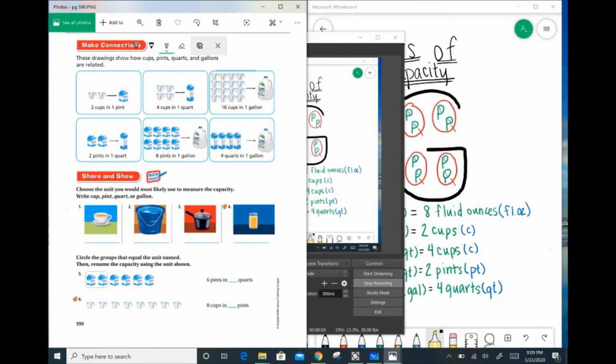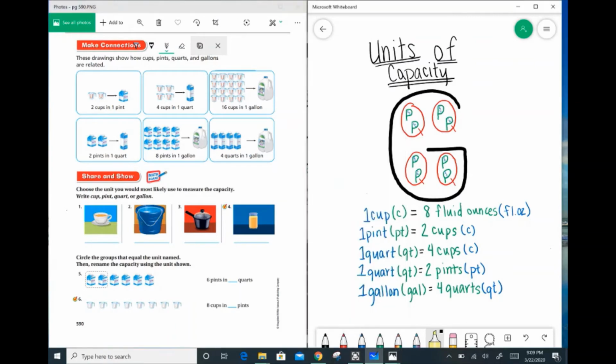Now we're going to start moving on to our share and show. It says choose the unit you would most likely use to measure the capacity. Write cup, pint, quart, or gallon. So I know that I have my anchor chart over here on this side. And I'm going to go ahead and think about number 1. Number 1 shows me a teacup. It is probably full of tea or coffee. And I know that I would probably measure that in cups. So I'm going to go ahead and write there, cup.